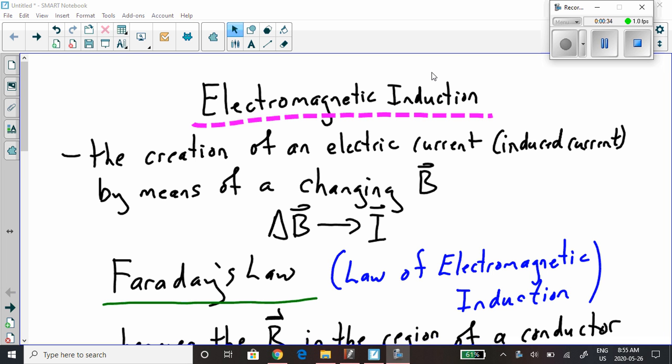Electromagnetic induction. What's this all about? Well, it's the creation of an electric current, an induced current, by means of a changing magnetic field. So what we're reviewing from last year in this last section is that if you change the magnetic field near a coil or near a wire, something that can carry a current, you will induce a current in that wire. And the word induction mostly comes from the idea that the actual producer of the magnetic field, the magnet, if you will, doesn't have to touch the coil or wire. Induction.